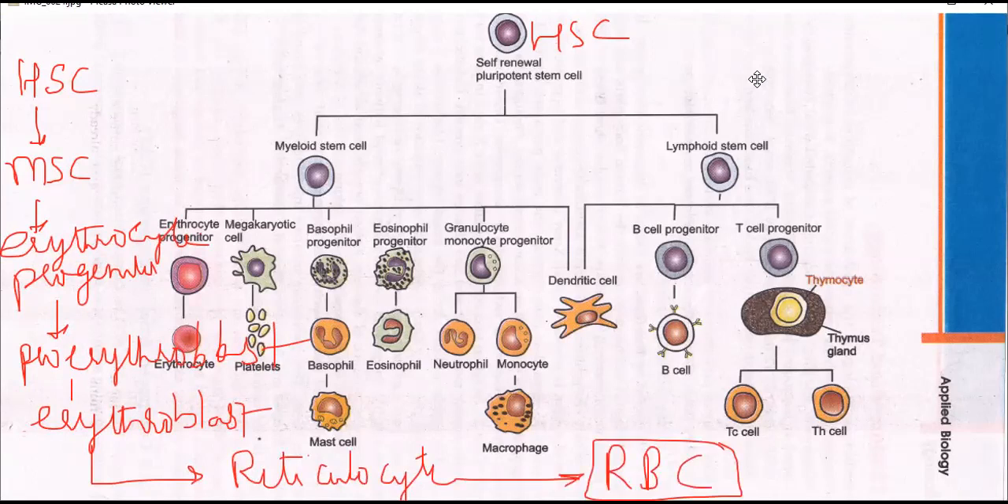They are given in brief here, but the formation is like this. The hemopoietic stem cell forms the myeloid stem cell. From there, the erythrocyte progenitor is formed. The erythrocyte progenitor develops into proerythroblast. Then it develops into erythroblast. Then reticulocyte. The reticulocyte still has all the cytoorganelles. It loses all the cytoorganelles and matures into a red blood cell. This is the story of the erythrocyte.